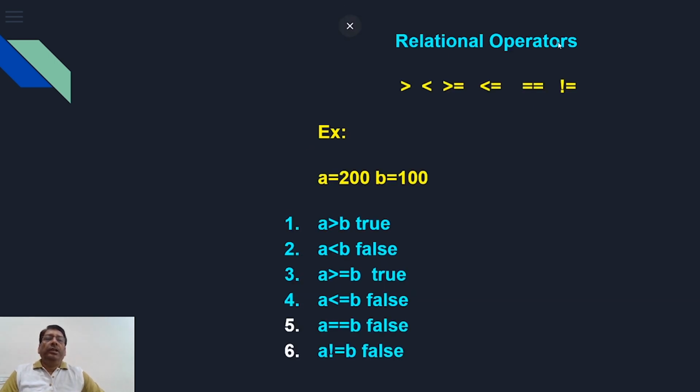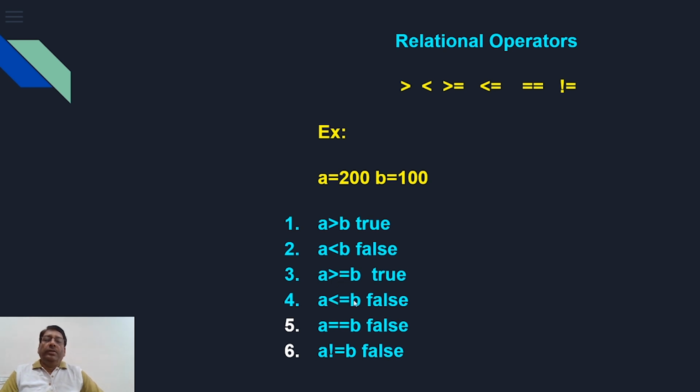Then we have relational operators, wherein you have greater than, less than, greater than or equal to, less than or equal to, and this is equal to, normally used to do the comparison, followed by not equal to. For example, if the value of A is 200 and the value of B is 100, you can make use of these symbols in this fashion. A greater than B, true? Yes, because the value is greater. A less than B, false. A greater than or equal to B, it is again true because it is greater. So either of these you will make use of.